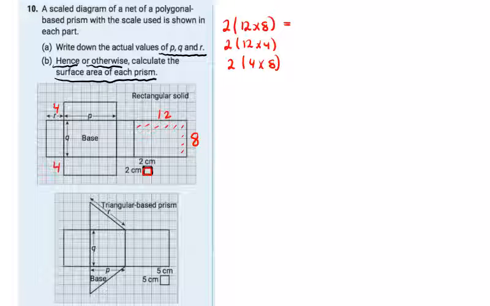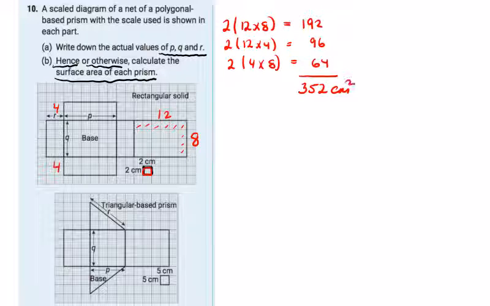So 12 8s are 96, and 2 96, 192. 2 by 48 is 96, and 2 by 32 is 64. So we've got 160 plus 192, which is 352. And we're dealing with area here, centimeters squared, is the surface area. I know we're asked for that on that one.